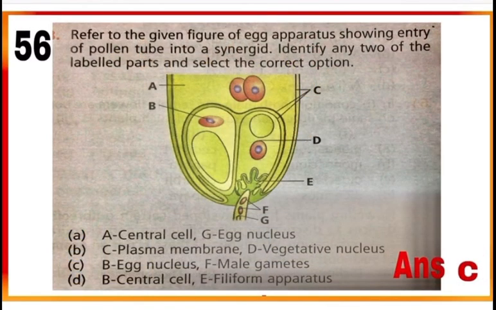Question number 56. Refer to the given figure of egg apparatus showing entry of pollen tube into a synergid. Identify any two of the labeled parts and select the correct option. Option C is correct. B is egg nucleus and F male gametes. Note other parts also. A is central cell, C plasma membranes, D synergid, E filiform apparatus and G vegetative nucleus.